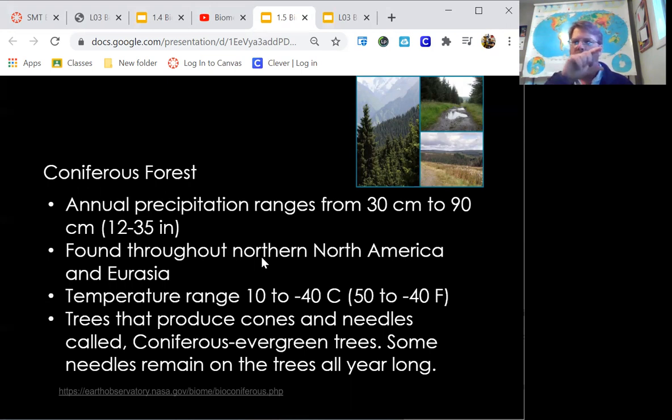With this next band in environment and temperatures, we see that the coniferous forest has trees that produce cones and needles, coniferous or evergreen trees. Some of the needles are going to stay on the tree all year long. So we see a lot of evergreen trees here in Vancouver, Washington. We're not technically a part of coniferous forest, but we do have a lot of coniferous trees in our area.